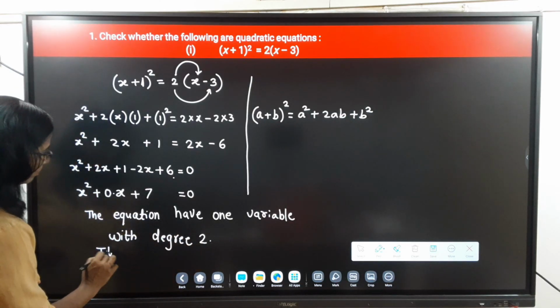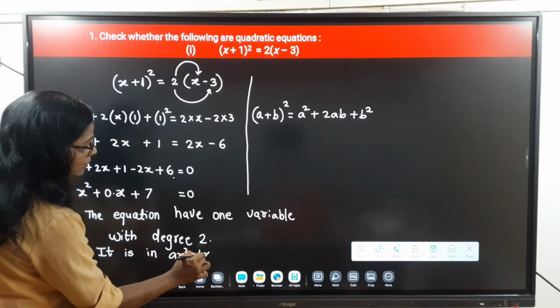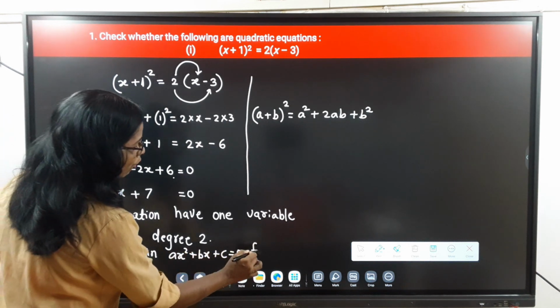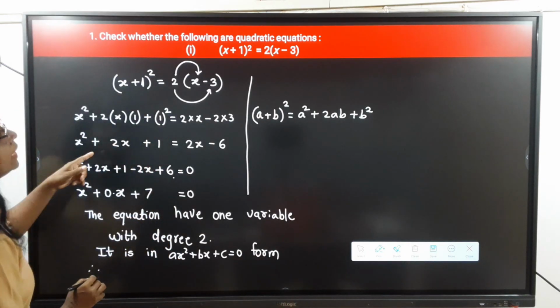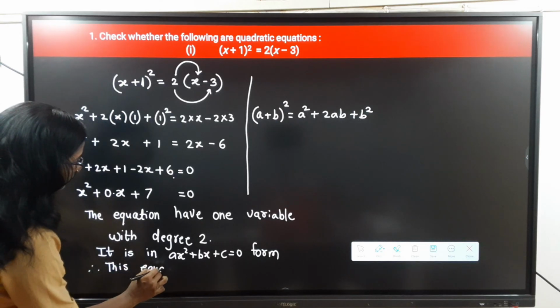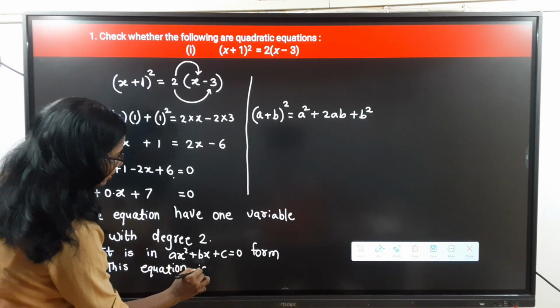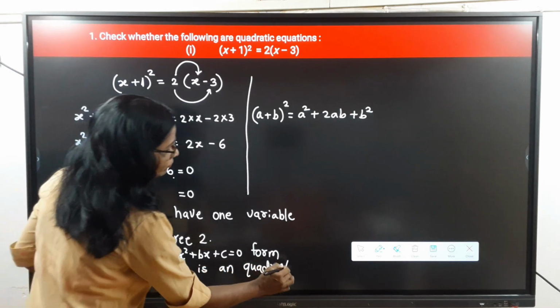It is in the ax² + bx + c = 0 form. And finally we say, therefore, this equation is a quadratic equation.